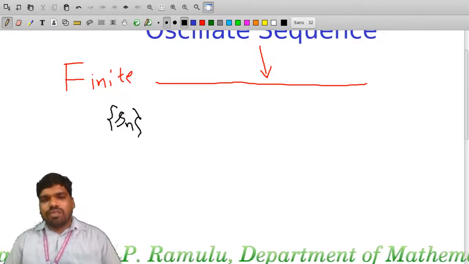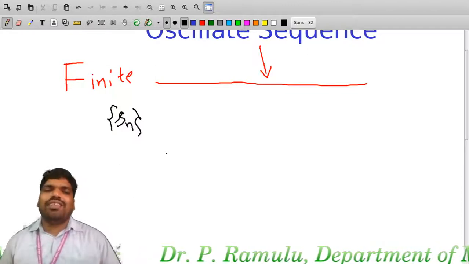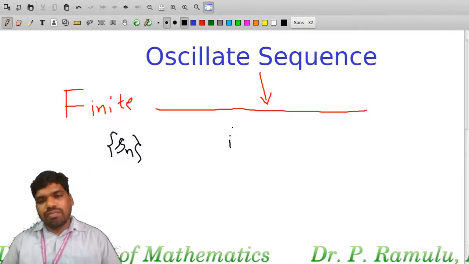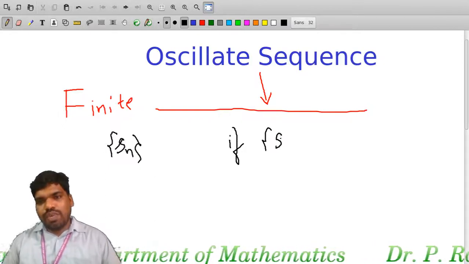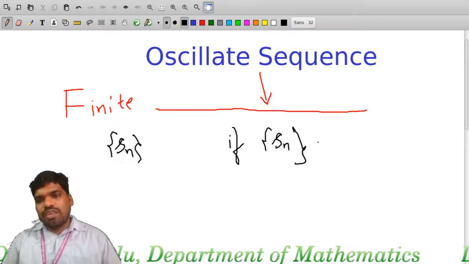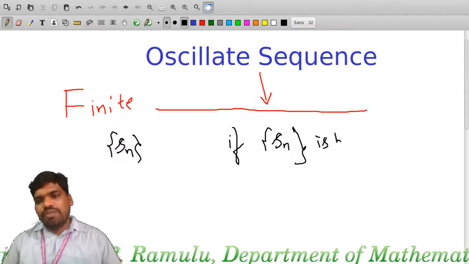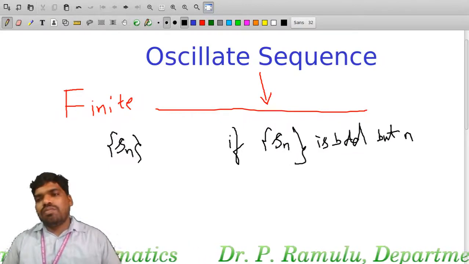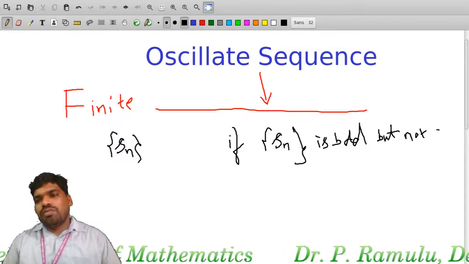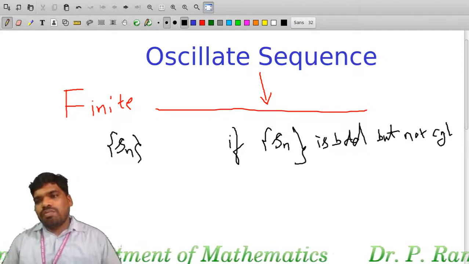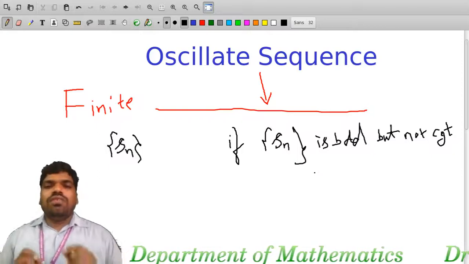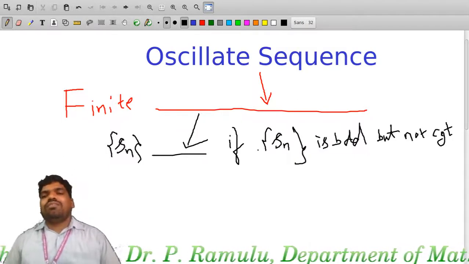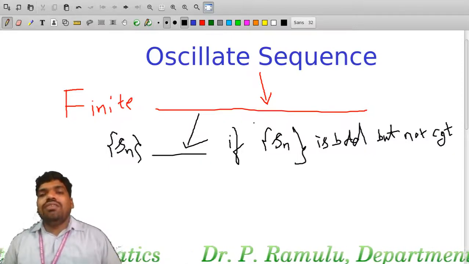A sequence Sn is said to be a finite oscillatory sequence if Sn is bounded but not convergent. A sequence Sn is said to be a finite oscillatory sequence if Sn is bounded but not convergent. So this is how we call a sequence finite oscillatory.